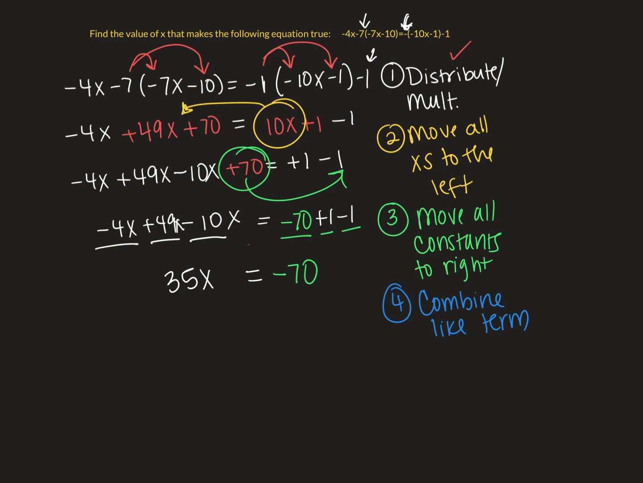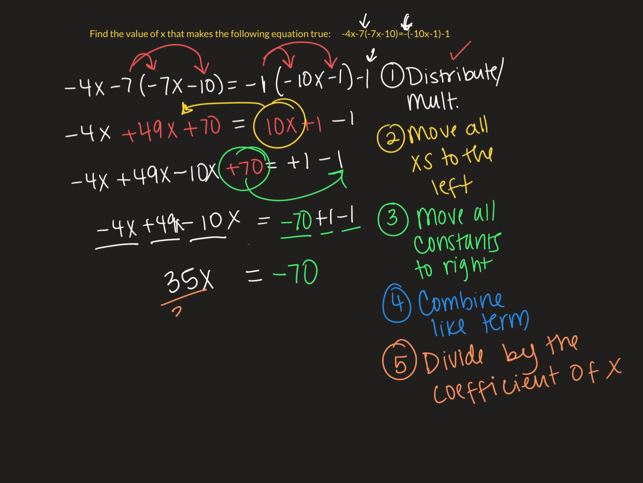And then the last step to get that x by itself is going to be to divide the 35 from the x. So think about the 35 and the x as they are attached to each other and you need to detach them. And how do you detach things? You divide them. So we're going to divide by the coefficient of x so that we can get that x completely by itself. That means I'm going to divide by 35.